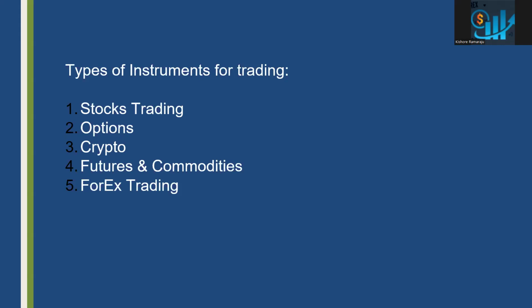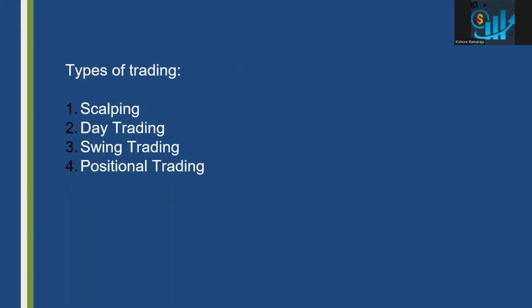Stocks is the lowest risk. Options is high risk, high reward. Crypto is high risk, high reward. Futures and commodities also similar. So based on those factors, or if you are a full-time trader, you can also do all of them, right? It is not that you have to select only one or two. You can also do a combination of all the five. So this is the first thing you all need to understand: based on your risk profile, you have to select that instrument.